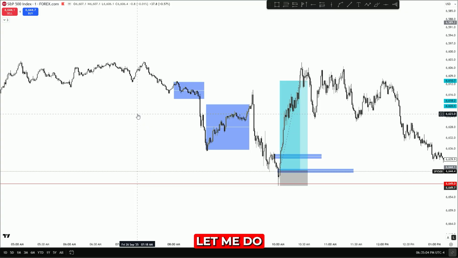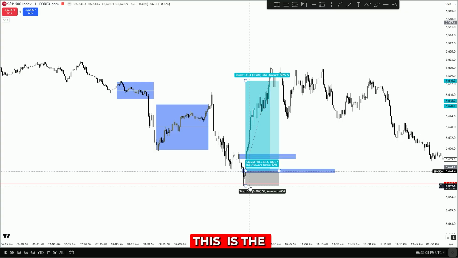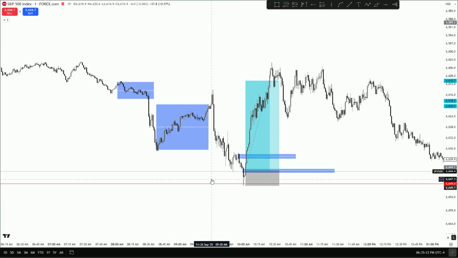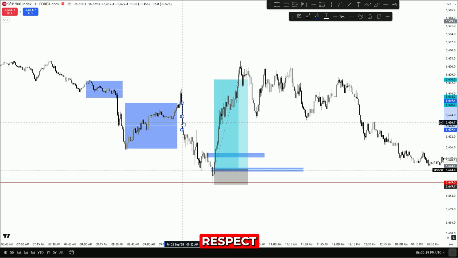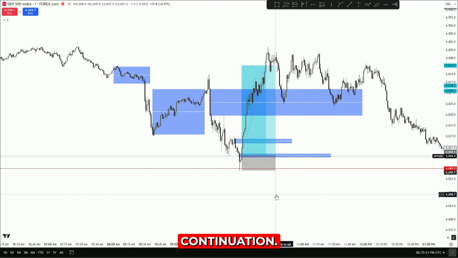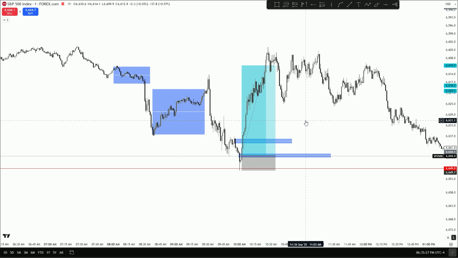And each and every time, let me tell you one thing, a lot of people go like, this is the reversal model. Yes, this is the reversal model, but each and every time this is not going to work. Sometimes at the 10 a.m. open, the market is going to respect this area and do some sort of continuation. So don't panic, be brave, and try to learn from your mistakes.